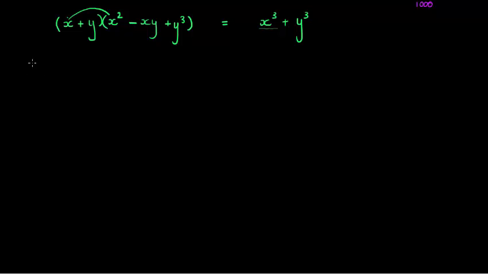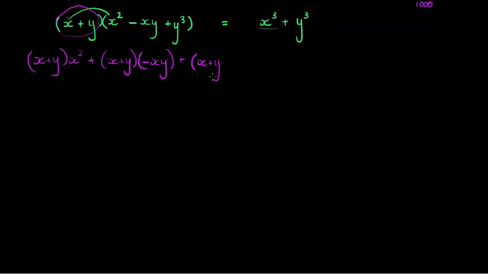Okay. Well, actually, let me do the method I most prefer, and that is actually just normal distribution. I'm going to distribute this whole bracket to every term in there. So I'm going to have x plus y times x squared, plus x plus y times, and remember this time it's a negative xy, plus, and now I'm distributing x plus y to the last term, which is positive y cubed.